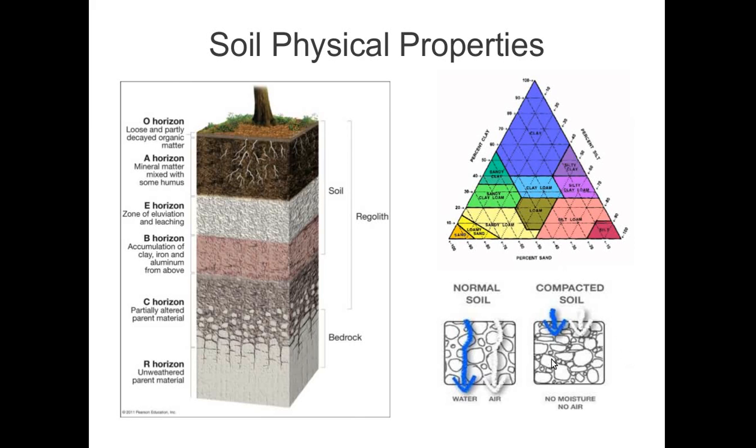You can end up getting water trapped in these small pores, and you can end up drowning your plant, or water and air can't move through it at all. And so, if water can't move at all, then you're going to have water pooling on the surface. And the roots also won't be able to penetrate deep down into compacted soil.